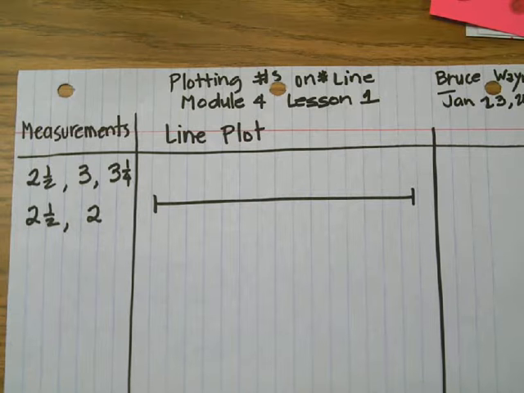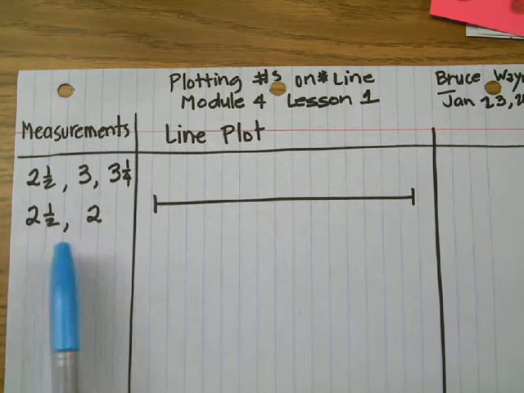This is Module 4, Lesson 1. All right, here's the scenario. So let's say you have this measurement. You measure the length of your fingers, and now you need to plot them on a number line.